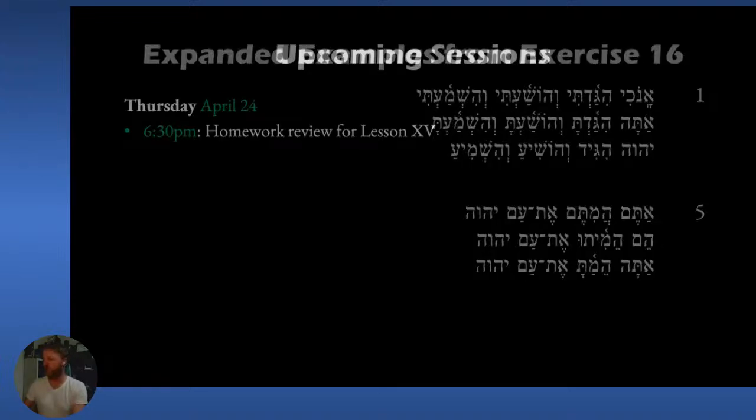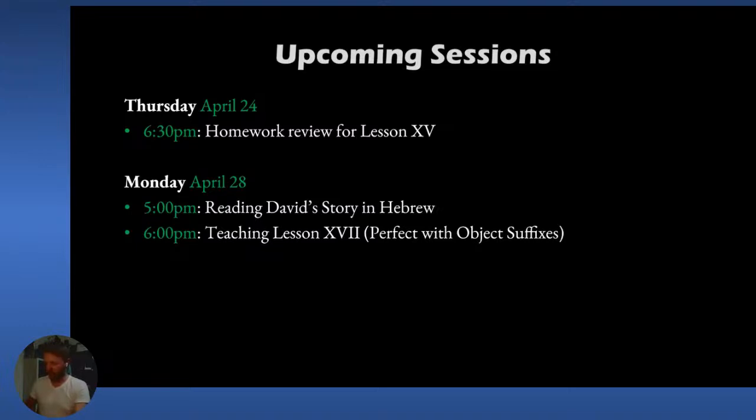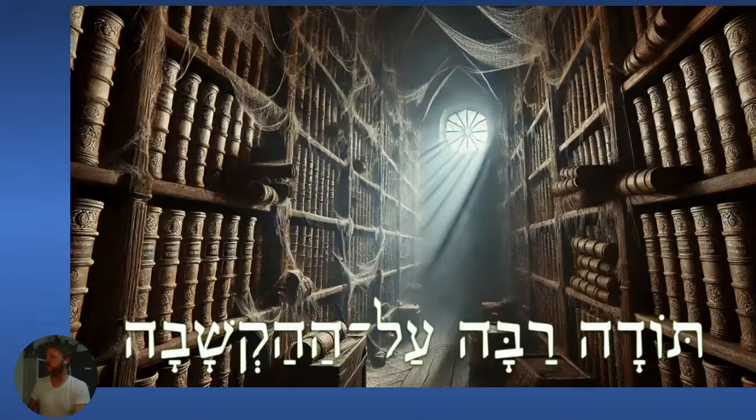So work on the exercises for Thursday. On Thursday, the 24th, that's this Thursday, we're going to meet at 6:30 to go over all of the homework from lesson 15. That's last week's lesson. And you will need to do this homework for the next week. Next Monday, we will meet to read David's story again. Continue in chapter 20. We're going to start in verse 15, I think. And then we will be teaching through lesson 17, which is the perfect with object suffixes. That is to say, he saw me and he helped me with object suffixes. Like I see her. The suffixes go on to the verb to say the object. Okay, and then on May 1st, we will meet on Thursday for lesson 16 homework review.